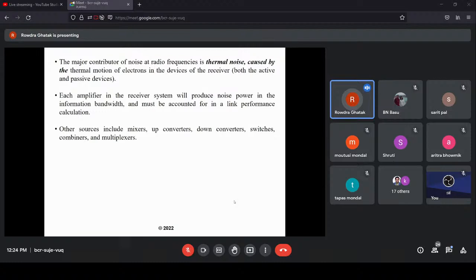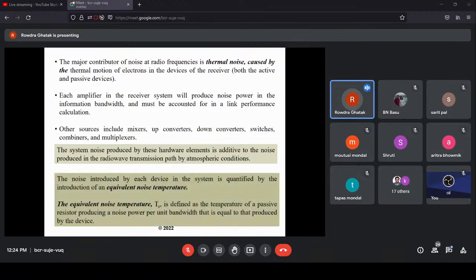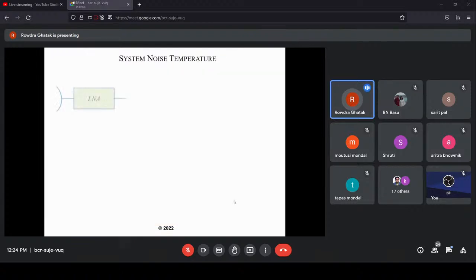Other sources of noise are there in the mixers, because they are also housing transistors. So the system noise produced by these hardware elements is additive to the noise produced in the radio transmit path by the atmospheric conditions. And we need to find the equivalent noise temperature. So let us see, for a receiver RF chain, how we get the system noise.